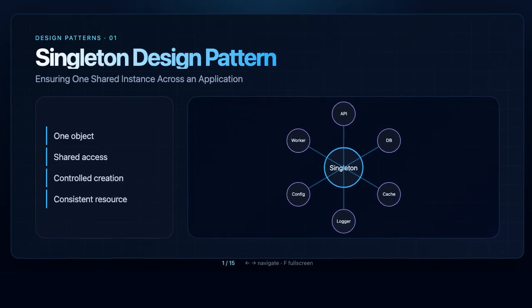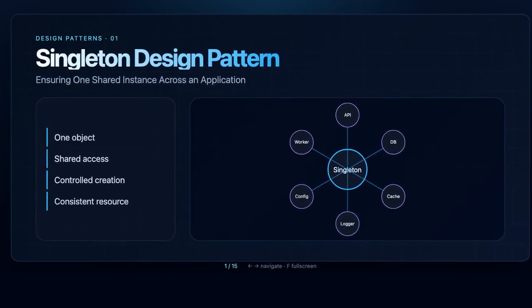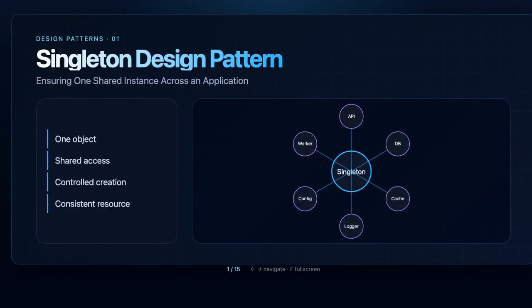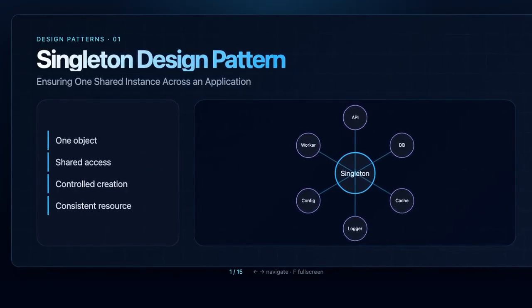In this video, we will explain the Singleton design pattern. Singleton is a creational design pattern that ensures a class has only one instance and provides a global access point to that instance. It matters because many backend systems depend on shared resources like loggers, configuration managers, database connection pools, and caches. A helpful way to think about Singleton is as a boundary around object creation.